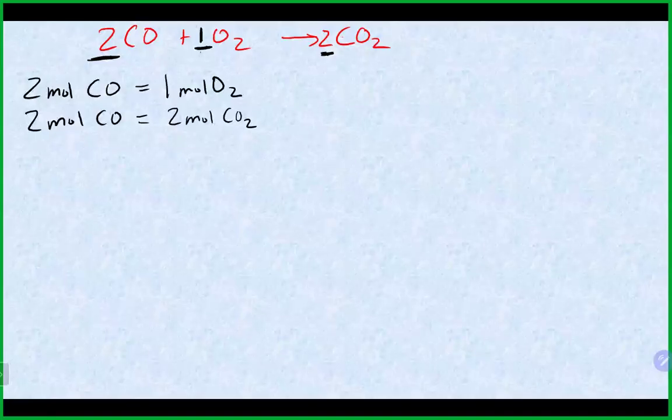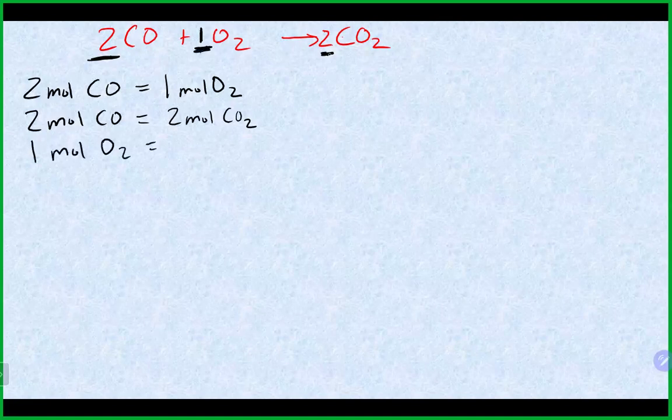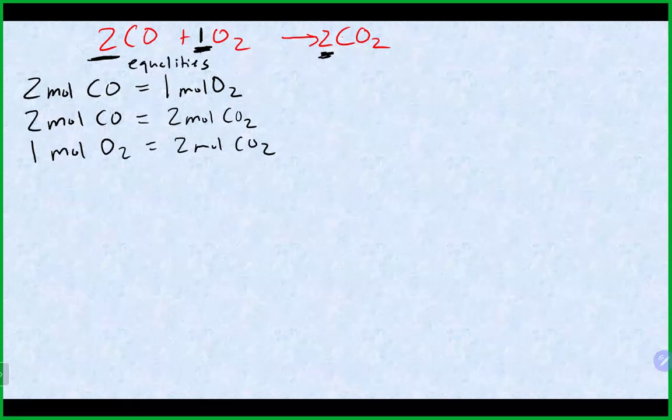I could also say for every 1 mole of O2, I will get out 2 moles of CO2. These are all equalities. They're sometimes referred to as stoichiometric equalities. They are not equal to each other in terms of, obviously, 2 does not equal 1. They are equal to each other in terms of proportion of what you need to put into that reaction to get out the products.